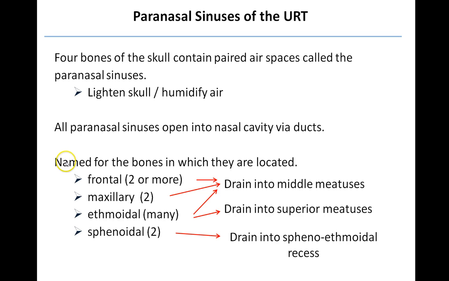Sinuses are named according to the bones in which they are located. So we can have frontal sinuses in the frontal bone, maxillary sinuses in the maxilla, and so on. So there are sinuses in the frontal bone, maxilla, ethmoid bone and sphenoid bone. The numbers are indicated here. Over here we have the detail relating to how these sinuses connect to the nasal cavity.